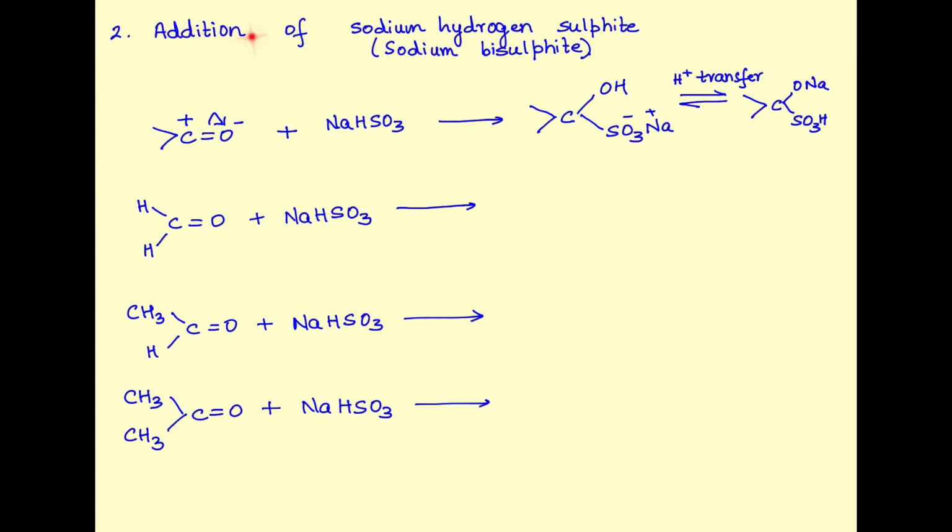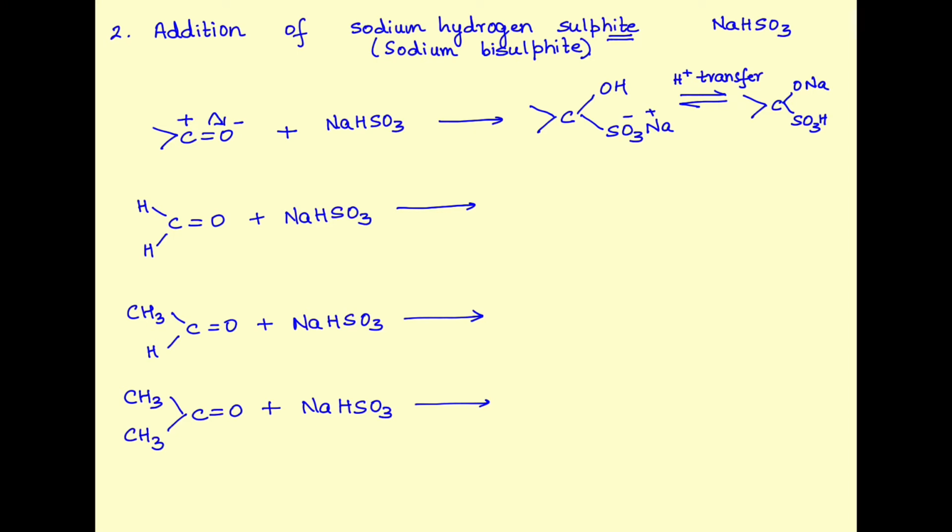Next is addition of sodium hydrogen sulfite, which was earlier known as sodium bisulfite according to the previous system of naming. Bi stood for hydrogen, so it is sodium hydrogen sulfite. Notice here ITE, not ATE. That is why it's NaHSO3. If it was sulfate, then we would have put NaHSO4, sodium hydrogen sulfate. So go ahead, now write the reaction.